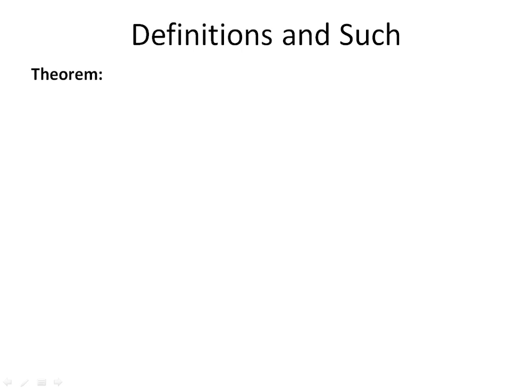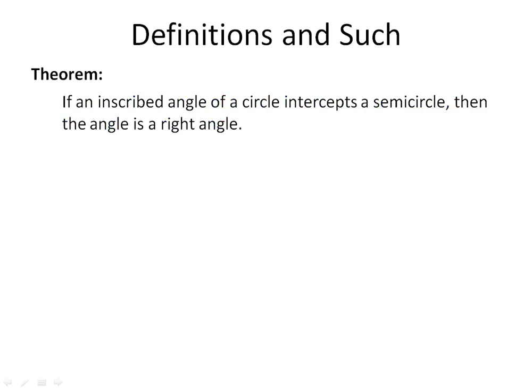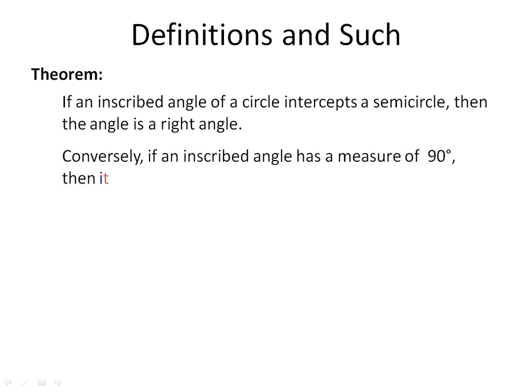Okay, another theorem says if an inscribed angle of a circle intercepts a semicircle, then the angle is a right angle. If it's a semicircle, that means it's a diameter of the circle, and that cuts it into two 180 degree arcs. So if an inscribed angle intercepts that, it's intercepting 180 degrees, divided by 2 gives you 90. Conversely, if an inscribed angle has a measure of 90 degrees, it has to intercept a diameter, which creates a semicircle.